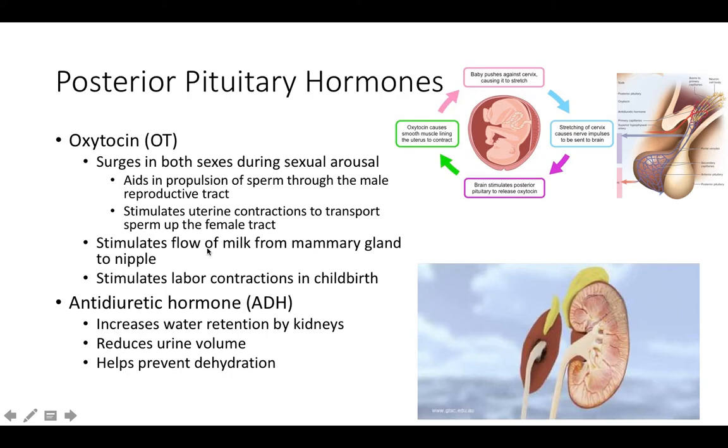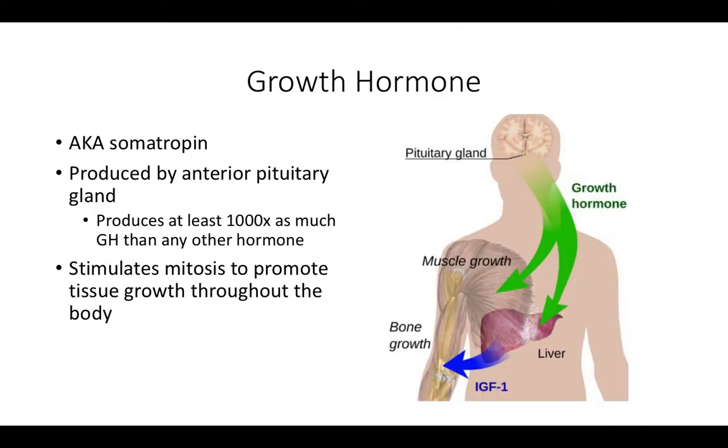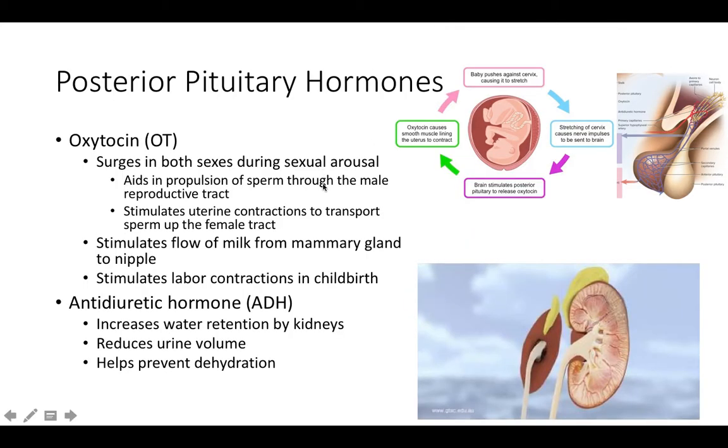Okay, so another thing that oxytocin does is it's involved in contraction, so muscle contraction. So in the case of lactation, prolactin is what's responsible for milk production. Oxytocin is what's responsible for the cells of the mammary gland contracting to release the milk. Okay, so in that same way, oxytocin surges in both sexes during sexual arousal.